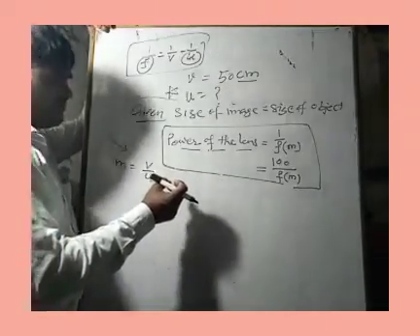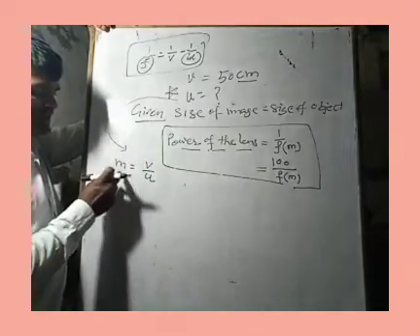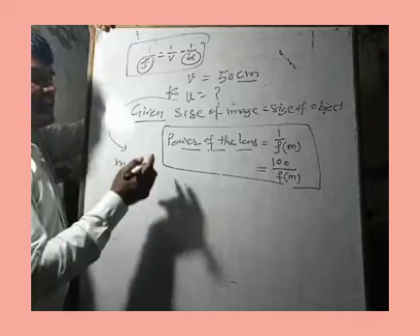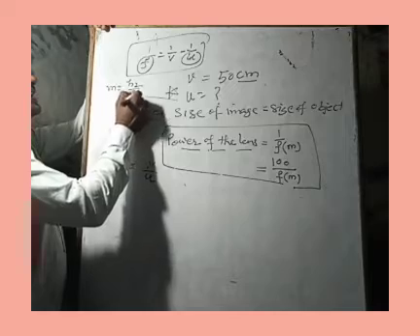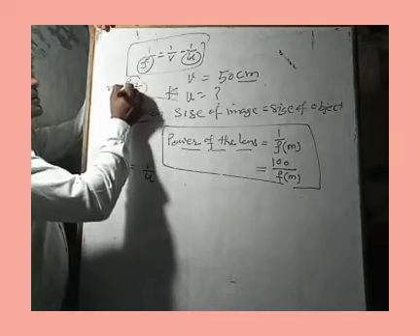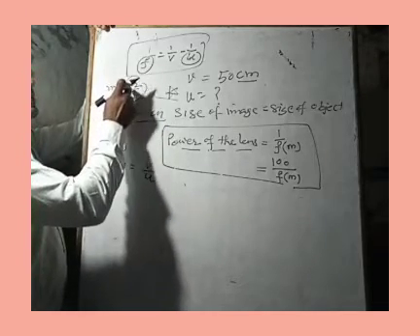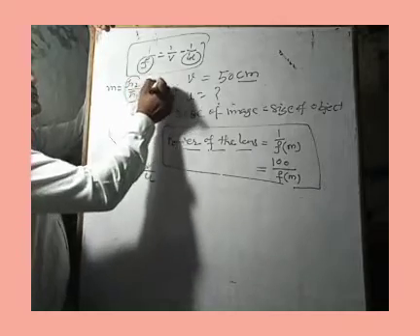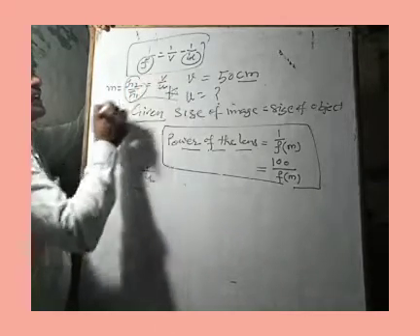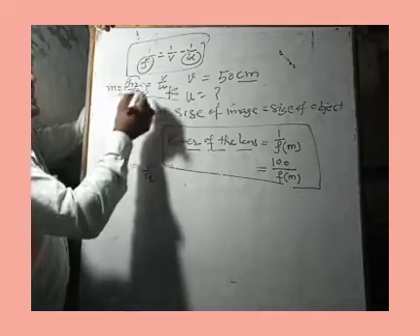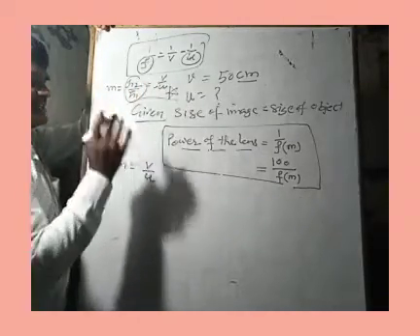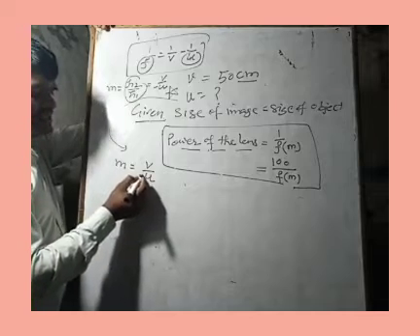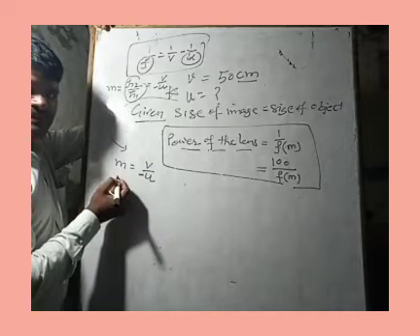Now we need to calculate that for real image, m was either h2 by h1. So these two are not given to us with minus sign. But in terms of v by u, we can calculate that magnification. And here v by u was such that u was negative. So it was negative, my dear student.